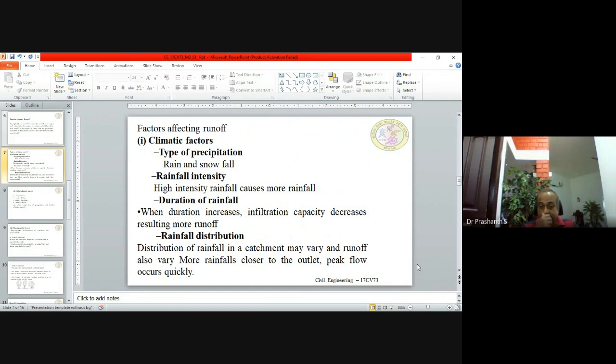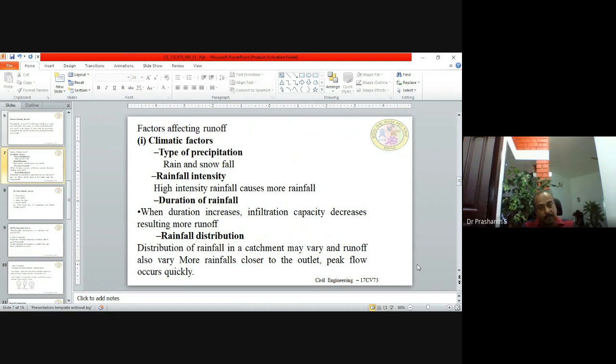And even the duration of the rainfall. When the duration increases, infiltration capacity decreases, resulting in more runoff. And another one in the case of climatic factors is rainfall distribution. The distribution of rainfall in a catchment may vary, and runoff also varies more. More rainfall closest to the outlet, peak flow occurs quickly. So, the important factor is the climatic factor.